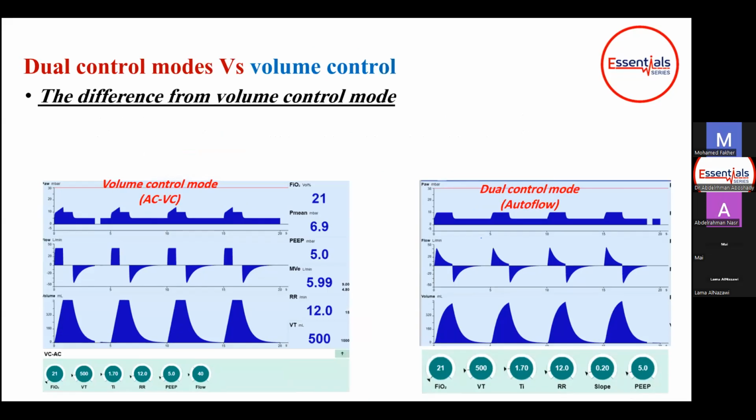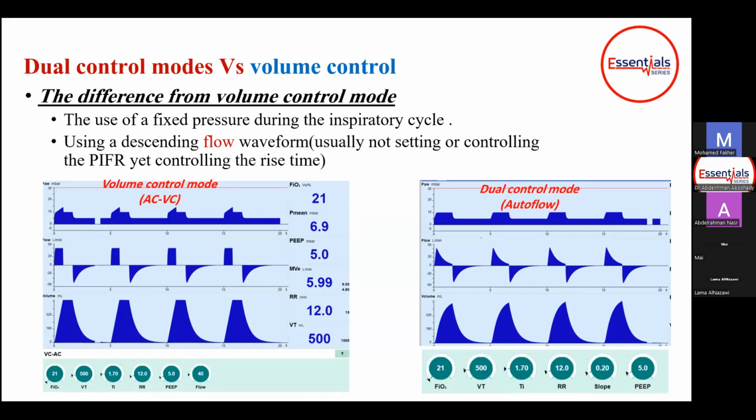So they look alike a little bit, with some difference. But what about the difference between volume control mode and dual control mode? There is a big difference. The only similarity is that both of them guarantee the tidal volume that the operator, the respiratory therapist, or the doctor adjusts on the ventilator. But in volume control mode, there is no fixed pressure during the inspiratory cycle. There are 3 levels of pressure: peak pressure, plateau pressure, and the PEEP. Yet in the dual control mode, like the AutoFlow or the PRVC, we do have a fixed pressure during the whole inspiratory cycle.